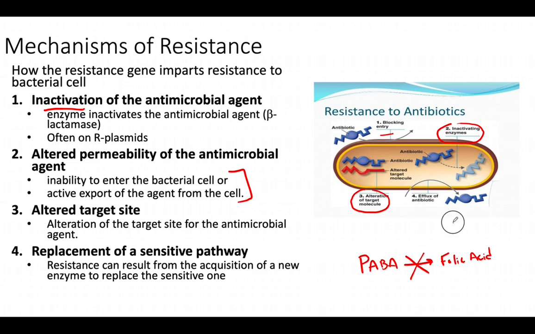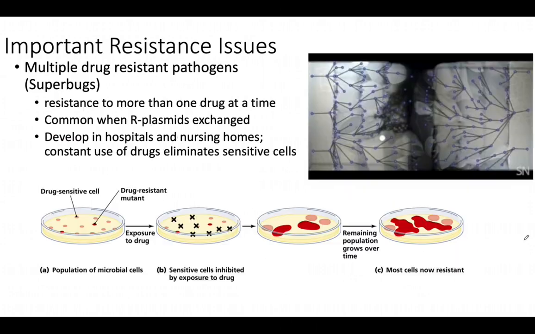If bacteria found a new way to acquire folic acid, say they started to import it from their environment or whatever it is, this would be a replacement of the sensitive pathway. If they could find a new way to get folic acid, then they could start making those nucleic acids again. That's what we mean by a replacement of that sensitive pathway. So any one of those mechanisms could explain how a bacterium could survive in the presence of a particular antibiotic.